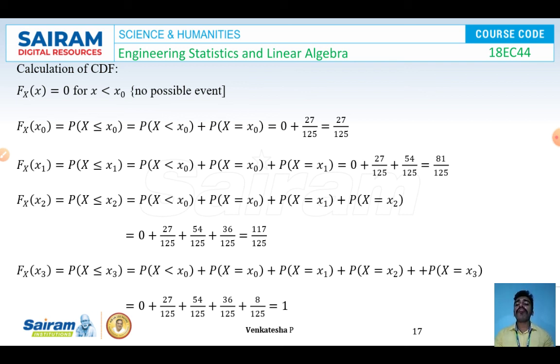And next one is fx of x2. P of x is less than or equal to x2. So include all the values till x2 here. That is P of x less than x naught, P of x equal to x naught plus P of x equal to x1 plus P of x equal to x2. So adding all the values now, that is 0 plus 27 by 125 plus 54 by 125 plus 36 by 125 is equal to 117 by 125.